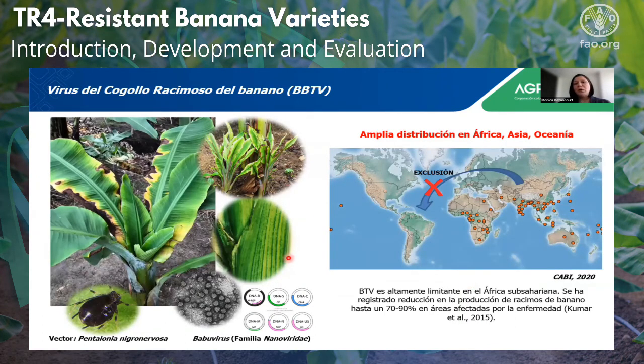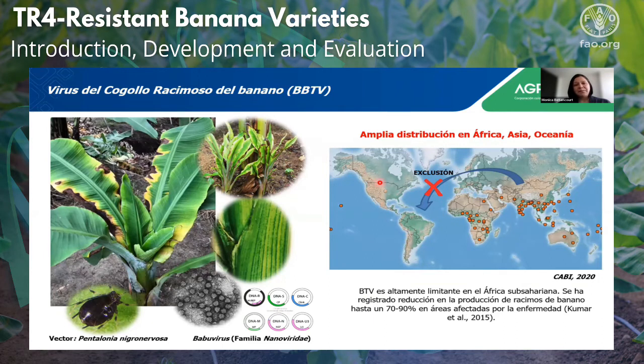Yo no puedo dejar de presentar esta diapositiva cada que estoy en estos escenarios, porque creo que después de Foc R4T, la mayor amenaza que tiene el sector es la llegada de bunchy top. Bunchy top genera unos síntomas muy fuertes, destruye completamente la producción de la planta. No está en nuestra zona, o sea que esta misma graficita que nos presentaban para Foc R4T, ahora la tenemos que poner para bunchy top.